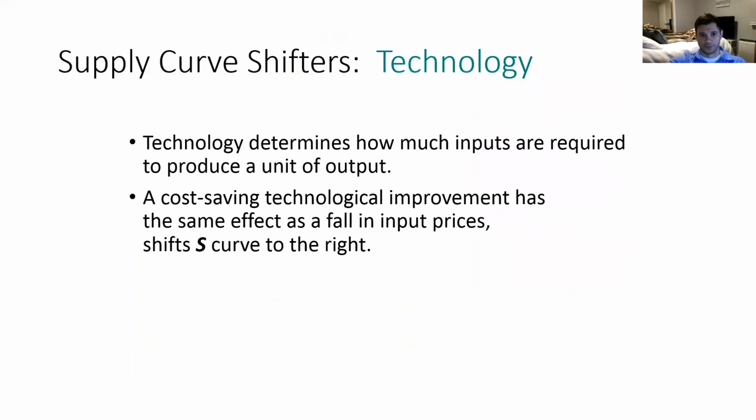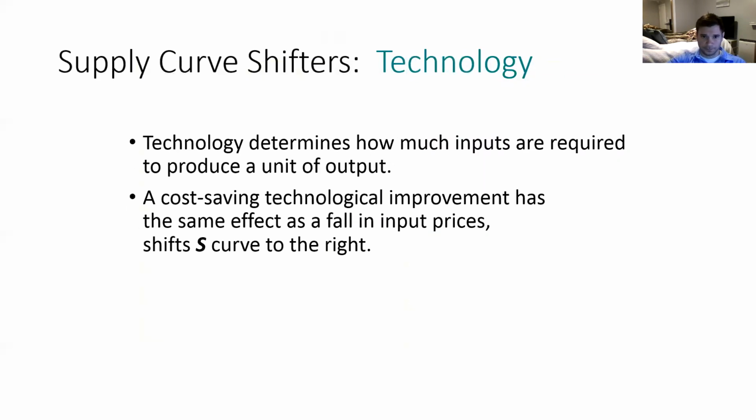It is possible that we have a degradation of technology where technology gets worse. This doesn't happen as frequently. Maybe over really long time periods, certain civilizations forget certain technological processes, like we forgot, for example, how we built the pyramids. It's possible that we have a reduction in technology, and this causes the supply curve to shift to the left.